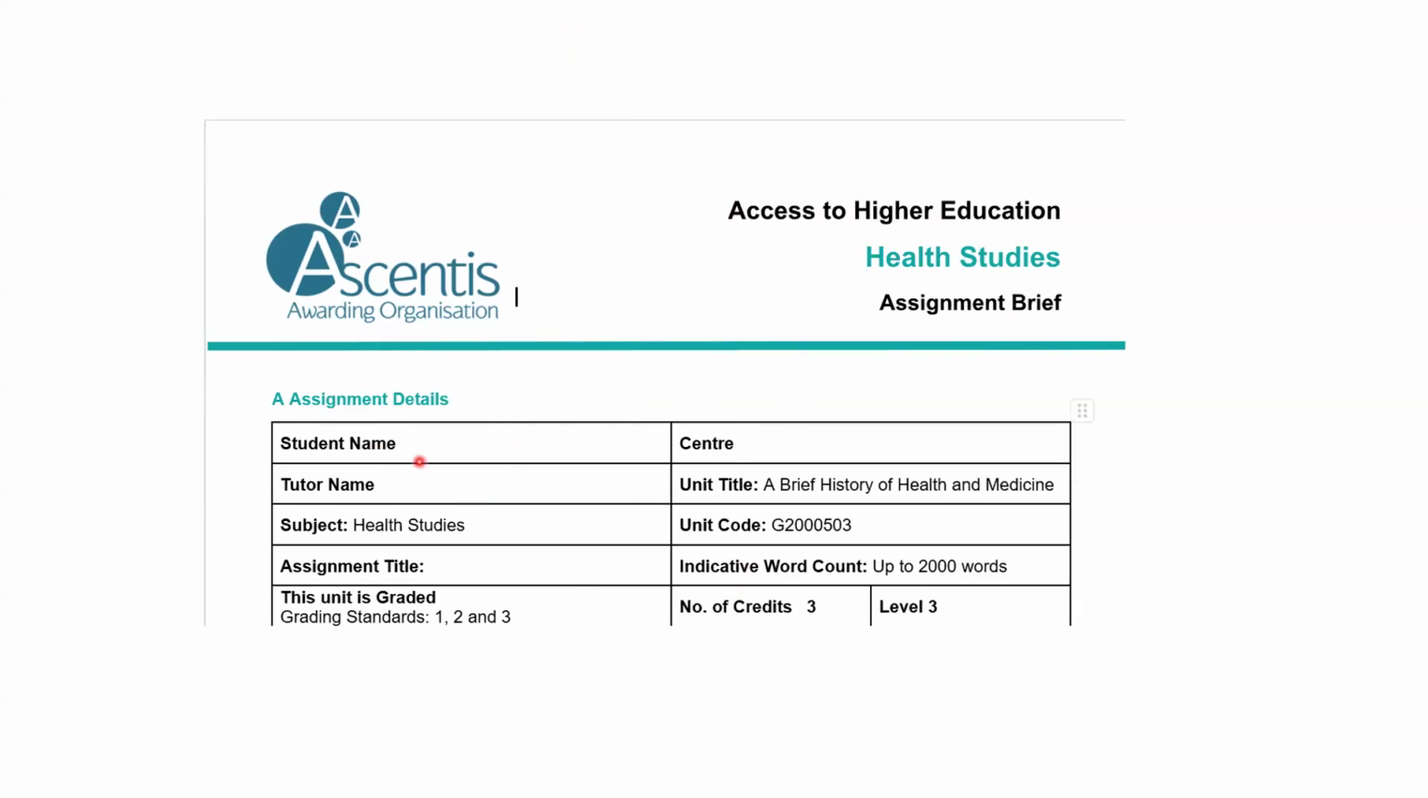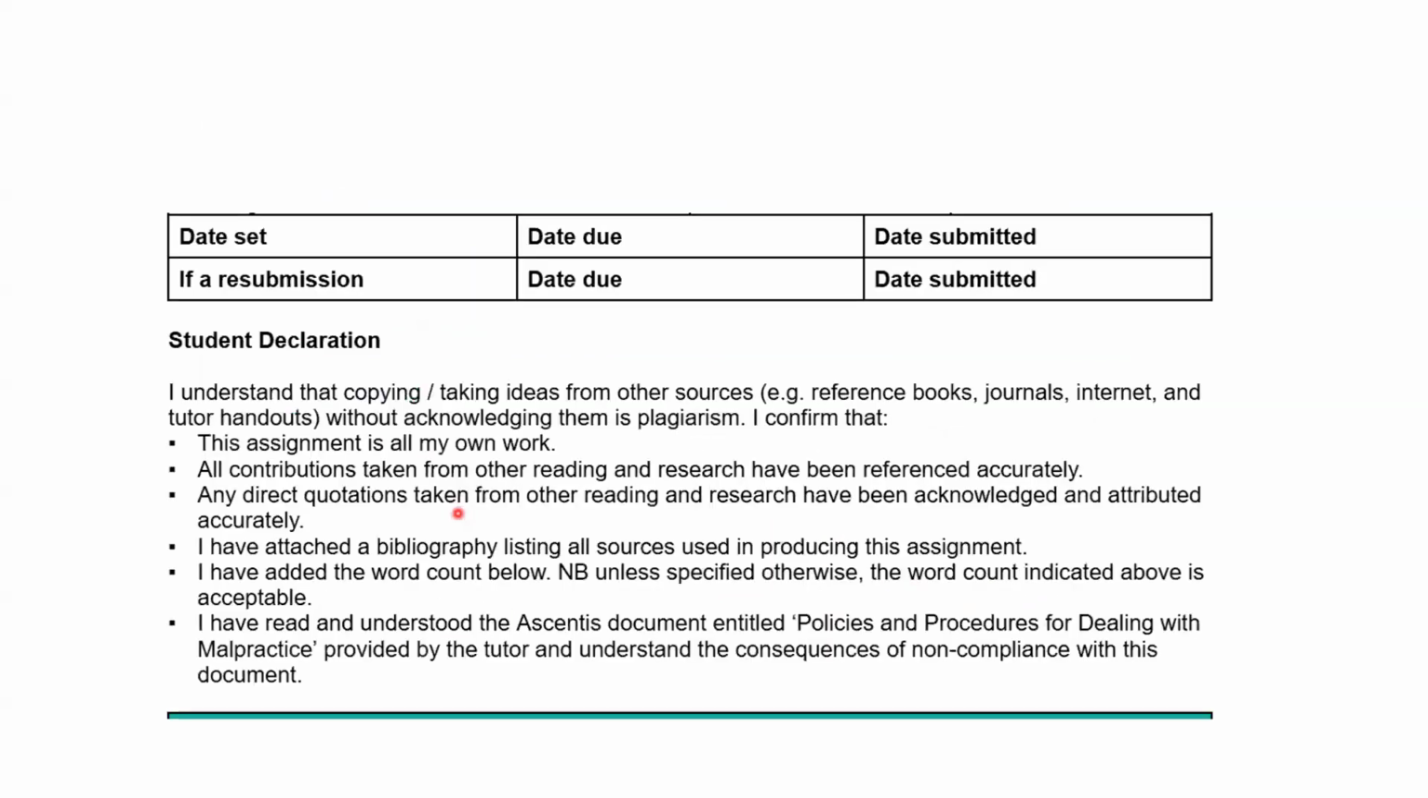Here you write your student name, the center, which is UKversity, and I will be your tutor. This will be the unit's name, your subject is health studies, the unit code, and the assignment title. The word count should be up to 2000 words, and this has the grading standards, which will be mentioned over there already. What you have to do is write your student name, the center, and the tutor name. I'll go one by one with you.